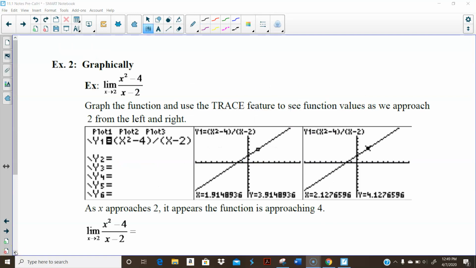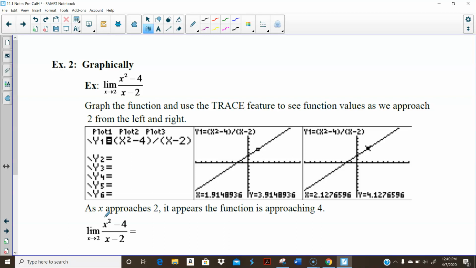In example 2, we're looking at the limit from a graphical approach. So the limit as x approaches 2 of x squared subtract 4 over x subtract 2. The first thing you're going to do is go to your graphing calculator, go to y equals, and graph x squared subtract 4 divided by x subtract 2.